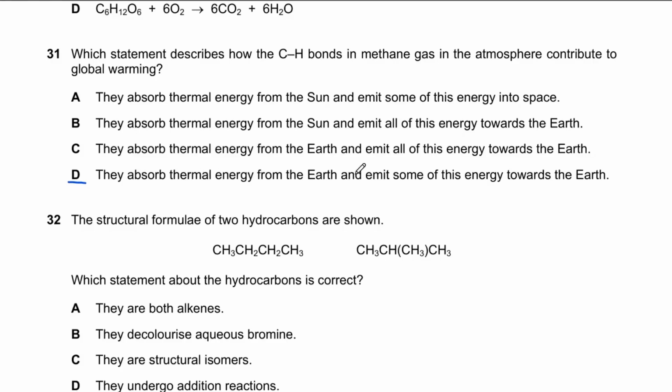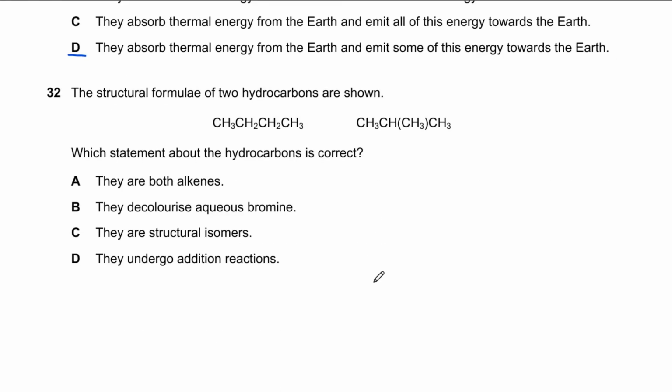They absorb thermal energy from the earth and emit some of the energy towards the earth. Now you have to be careful here. It is not from the sun directly. They are not getting thermal energy from the sun directly. It's actually from the earth's surface that they absorb the thermal energy. Okay, and they emit some of this energy towards the earth, thereby causing global warming. Don't forget, it is from the earth's surface, not from the sun directly.